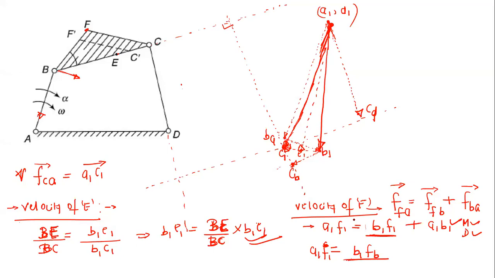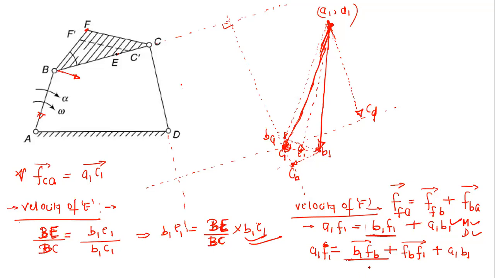See, the acceleration of F relative to B is basically the centripetal component because it will always be directed towards this point B. If you see here, this vector will always be directed towards point B. So B1 FB is the centripetal component, plus FB F1, which will be your tangential component, plus the A1 B1 vector. We already know that this one is completely known in magnitude and direction.